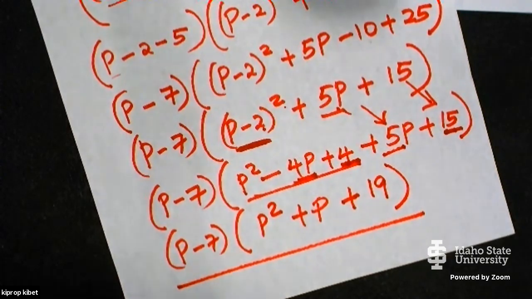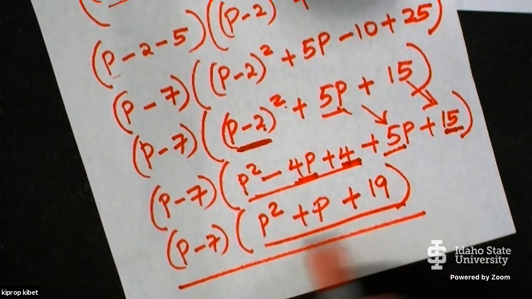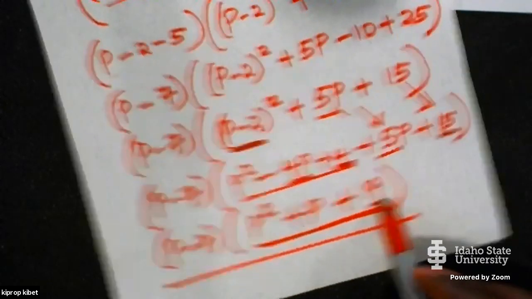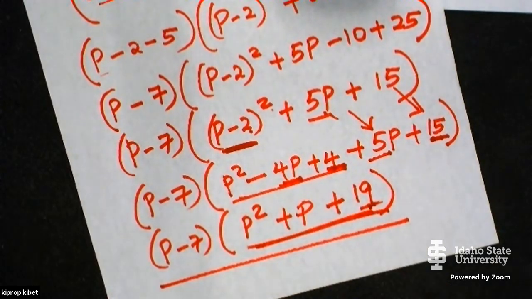So if you look at this again, you are not able to factorize this one anymore, because you cannot get the square root of 19. So it will just remain like that.